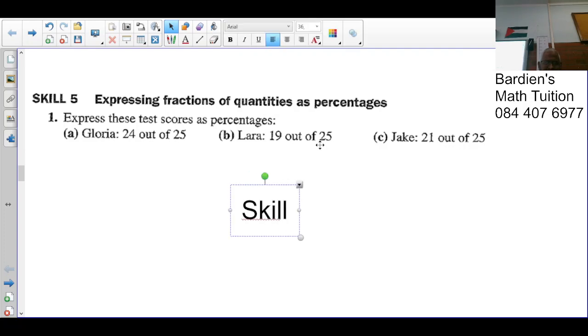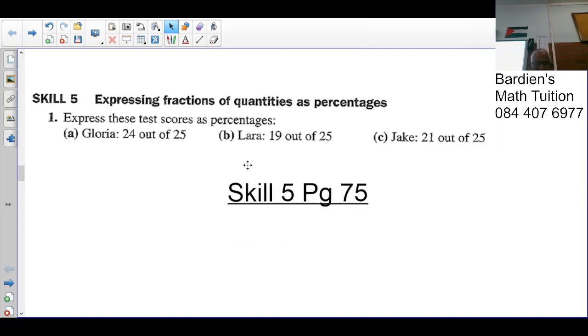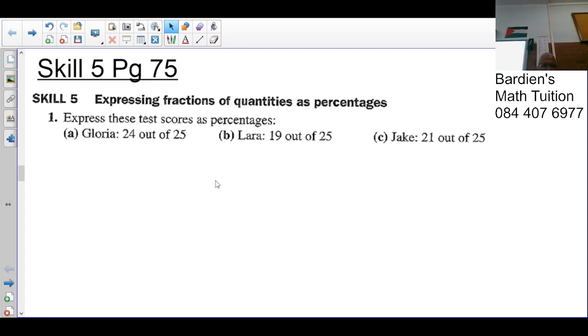So we're looking at skill 5, and this is on page 75. Skill 5 asks you to express fractions of quantities as percentages. So let's go with the first one. Express these test scores as percentages. Gloria got 24 out of 25. So that's going to give you 24 divided by 25 times 100.